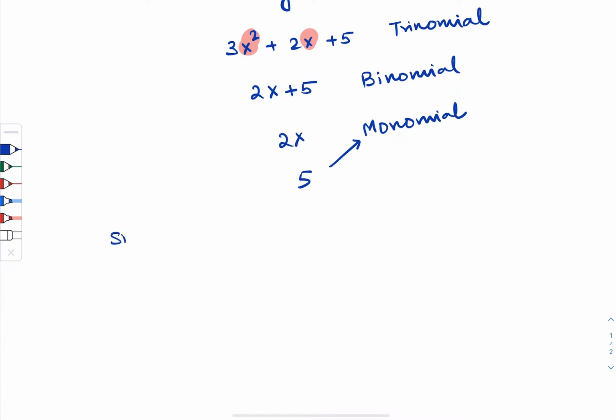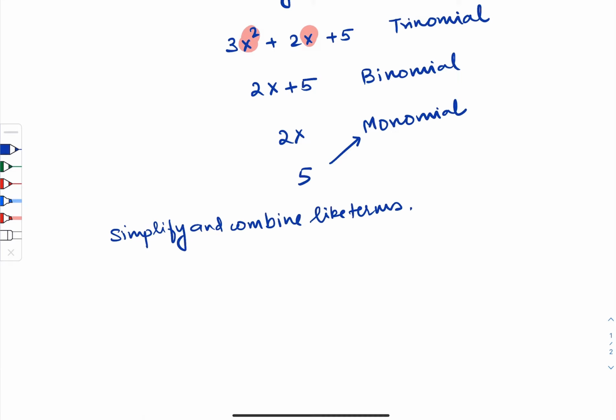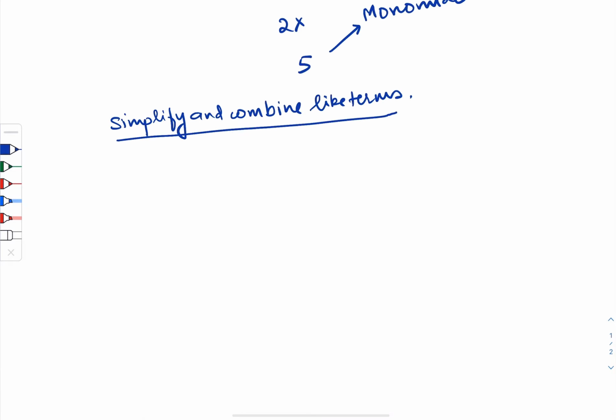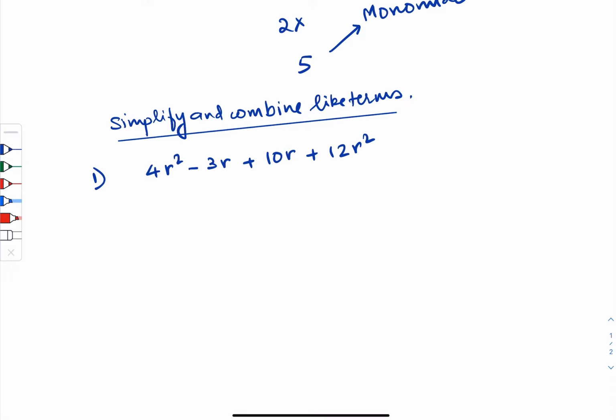So let's take an example and show you how this plays out. So let's say your instructions are simplify and combine like terms. Okay, so those are instructions. So let's say you're given 4r squared minus 3r plus 10r plus 12r squared. Okay, so straight off the bat, you can see there's an r squared out here and an r squared out here. That means you can combine those two.